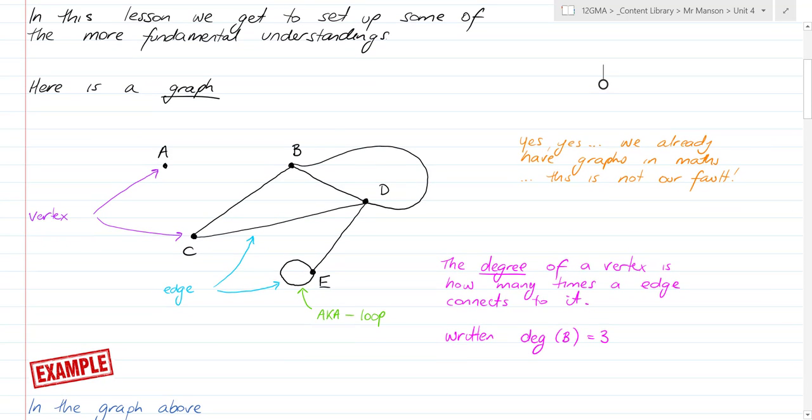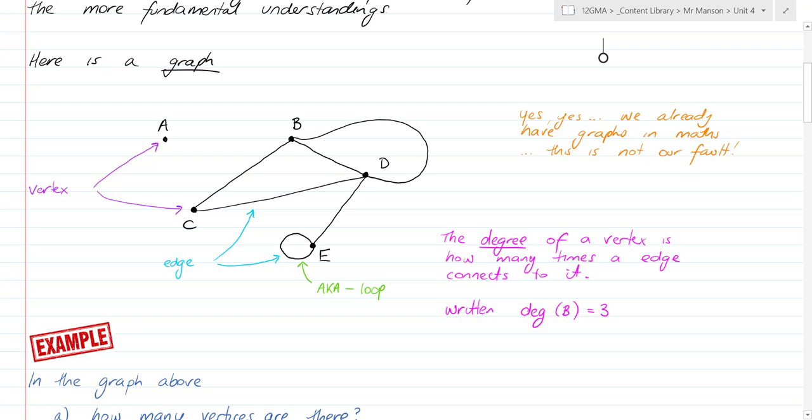So here's some information, and you might want to copy this diagram down, and I'll give you time to do that. I've drawn a graph there. I've deliberately picked this particular graph because it has an example of most things that you need to know. So we have 5 vertices, A, B, C, D, and E. So they're called vertices. In some places, they're also called nodes, but we'll be referring to them as vertices.